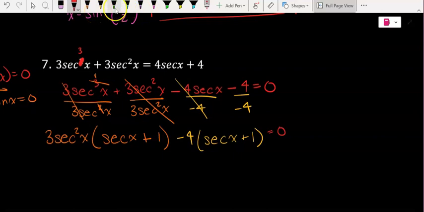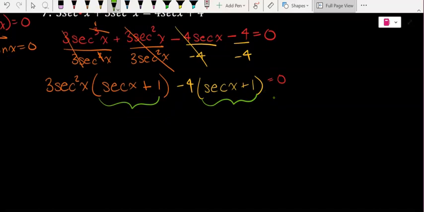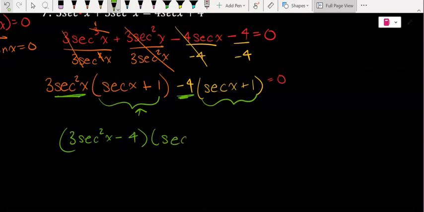Now, when you solve by grouping, when you get it set up like this, what you have here should always be the same. So what's inside the parentheses, what's remaining after you pulled out your GCF from both sets of pairs, is what you would have in one of your parentheses. So I'm going to have 3 secant squared x minus 4. I'm getting that from here and here. And then that's going to be multiplied by this value that's inside the parentheses, which is secant x plus 1.